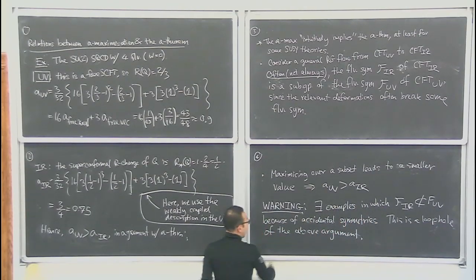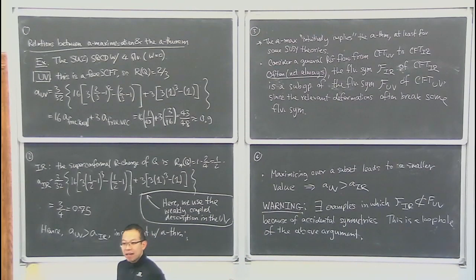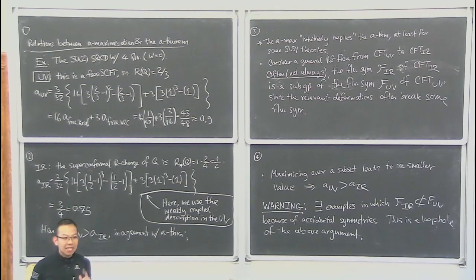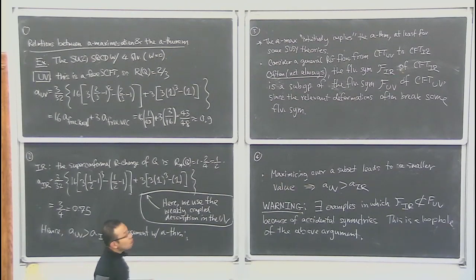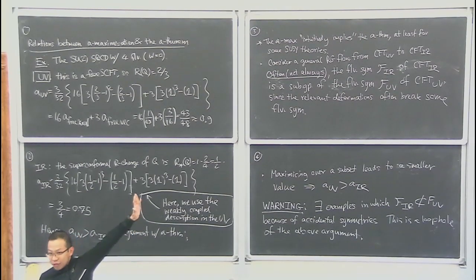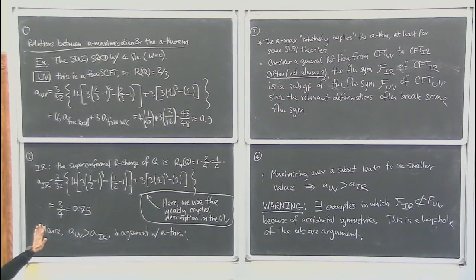This phenomenon is called accidental symmetry. It can happen that you flow and there is some symmetry that emerges in the infrared, but not in the ultraviolet. We will do one example here actually. At the end of this lecture, I will give you a theory called Maruyoshi-Song. So this theory has an accidental symmetry, and as you will see, I explain why it happens. So this is a loophole of the above argument. But if you want intuition, this is the intuition. This is written in the original paper, by the way, of Intriligator and Wecht.